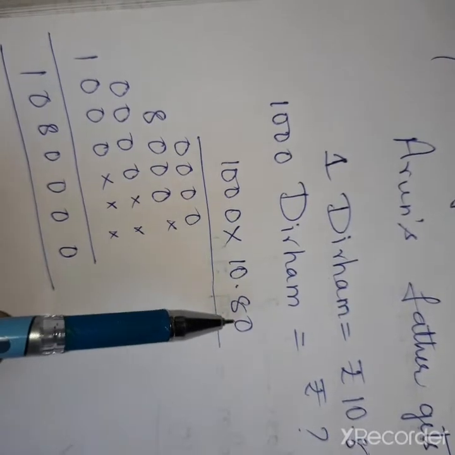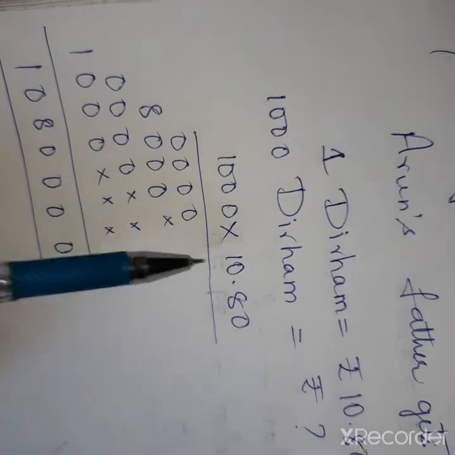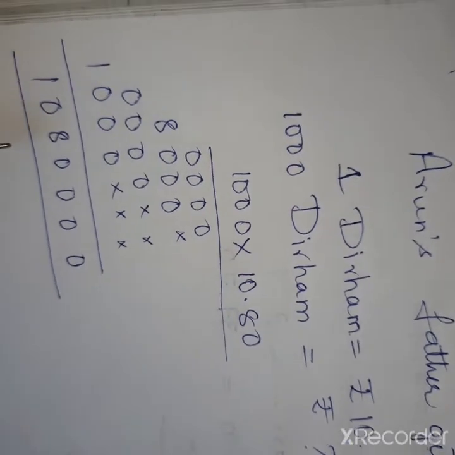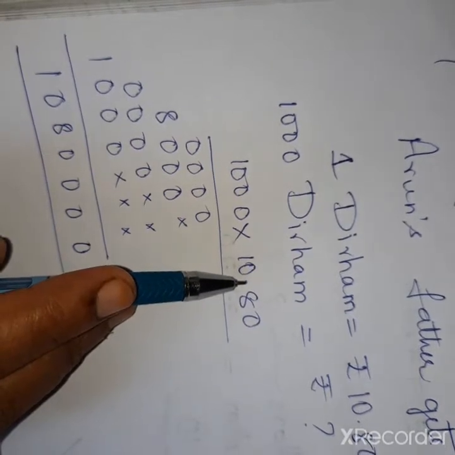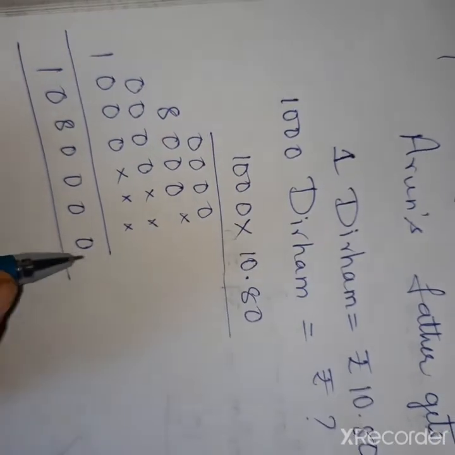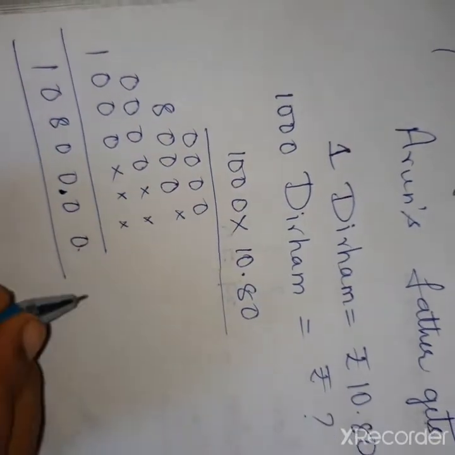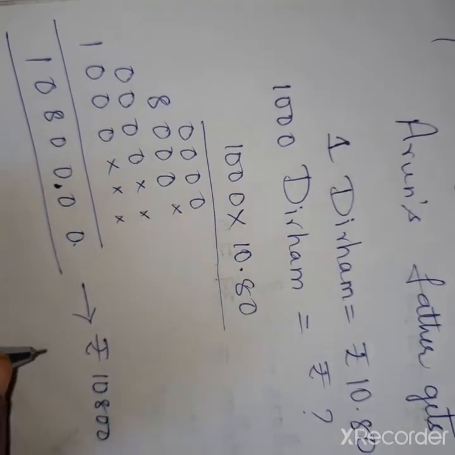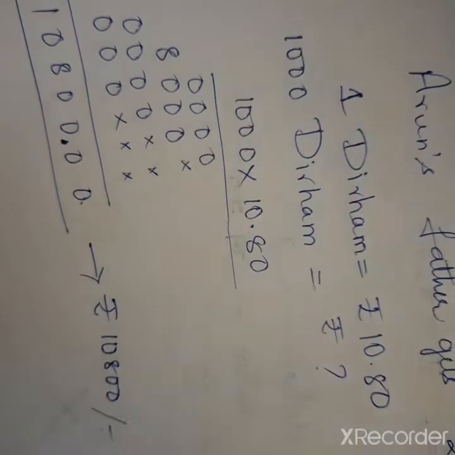So how to do this multiplication? First we have to multiply from this 0. This is what we get. Then from 8, and then from 0, and then from 1. You know how to do this multiplication. I have already taught you. Now finally we have to put the decimal. So where is the decimal place? We have to see after the decimal there are 2 decimal places. So here also we have to leave 2 decimal places and put the decimal here. So what is this amount? It is nothing but rupees 10,800. So Majid's father is getting 10,800 rupees.